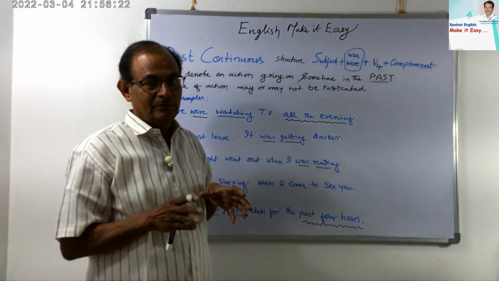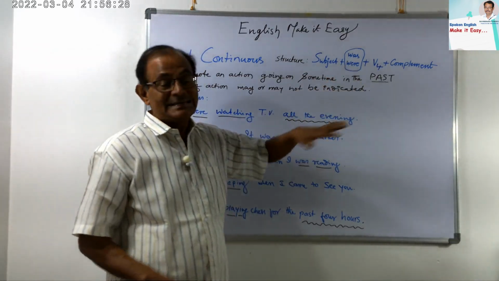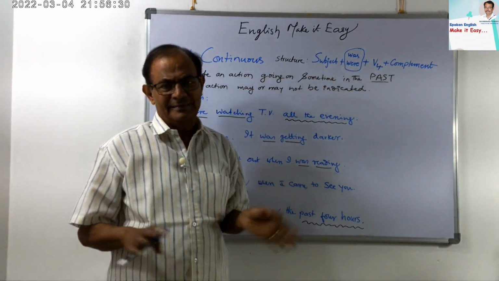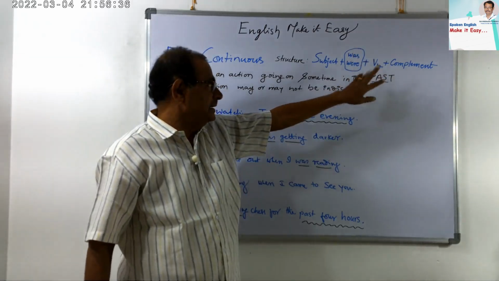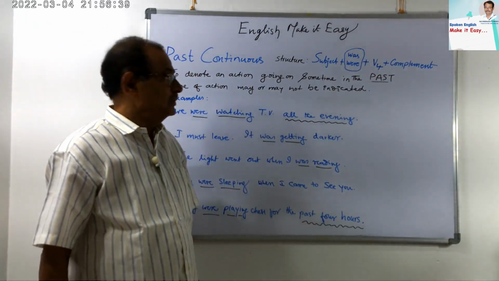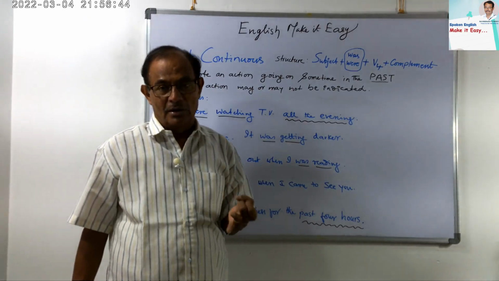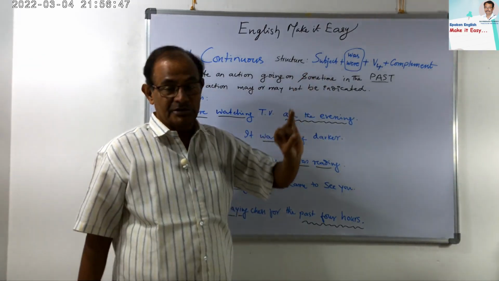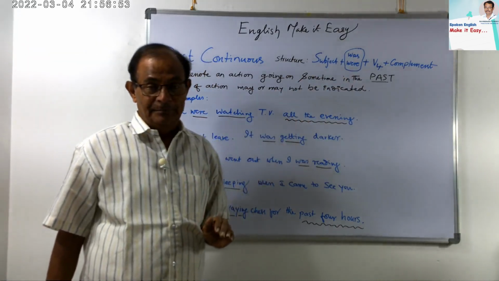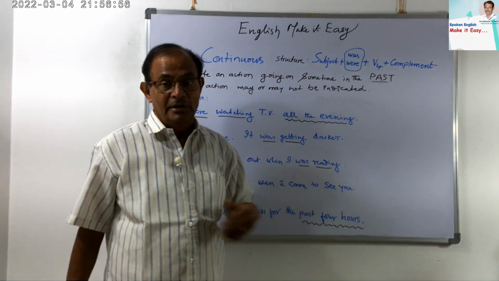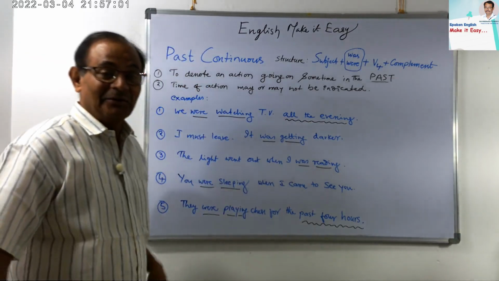So you have to note down the difference. What is the main difference? Where is it different in the structure? The remaining things are the same. There is no change at all. Subject, no change. V4 doesn't change, and complement also doesn't change. The only change is regarding the auxiliaries. If you use is, am, are with the remaining structure, it will be present continuous. If you use was and were with the same structure, it will be past continuous. That is about past continuous regarding the structure.